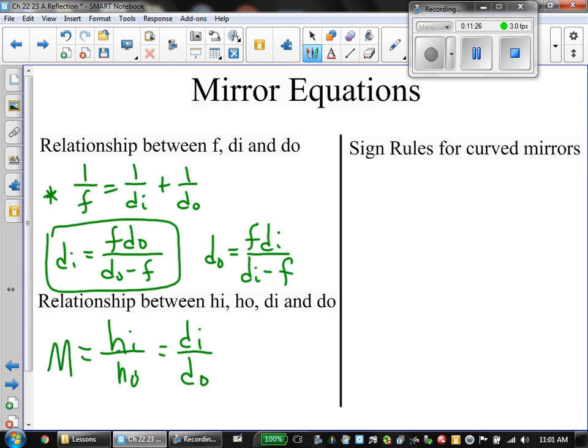Now, there are some sign rules, and I'll tell you right now, the sign rules I use are different than some other books and some other teachers. Half the people do it one way, half the people do it the other way. It doesn't matter if you do it the way of the book or the way I do it. I treat it the following way.